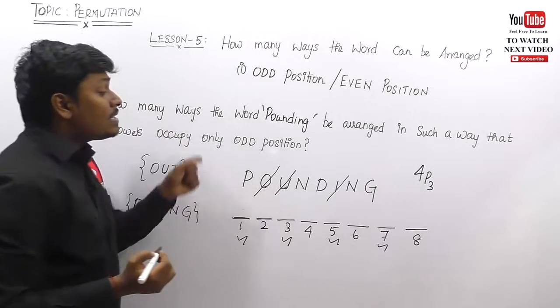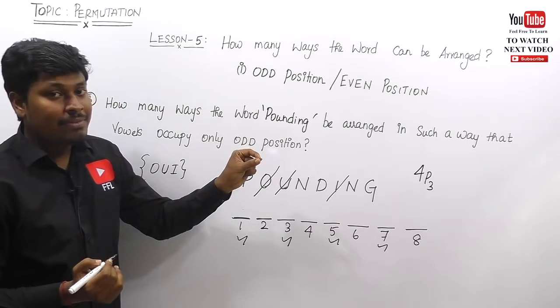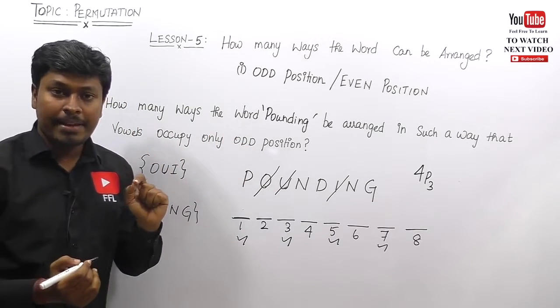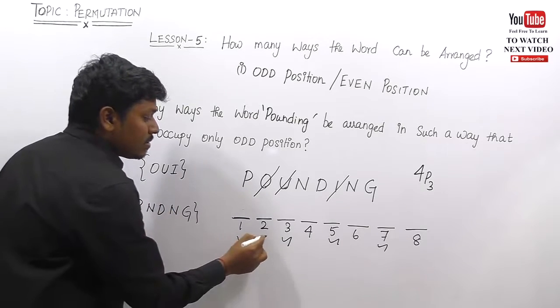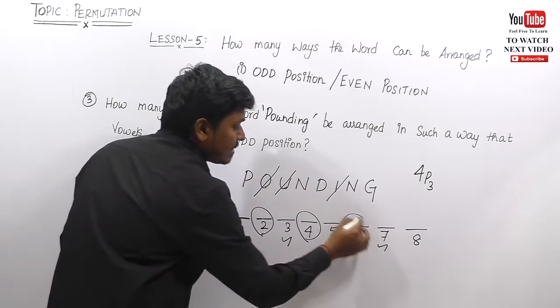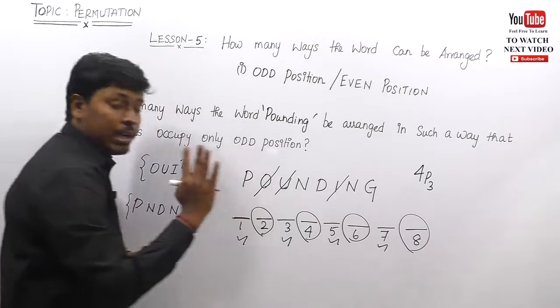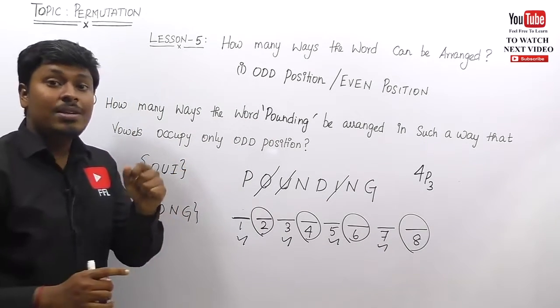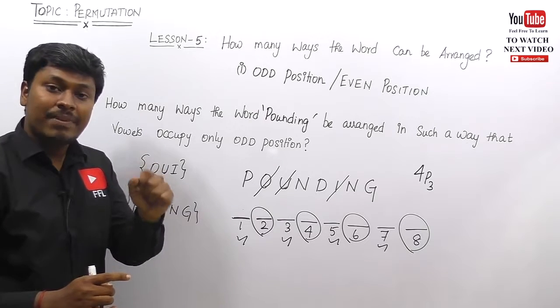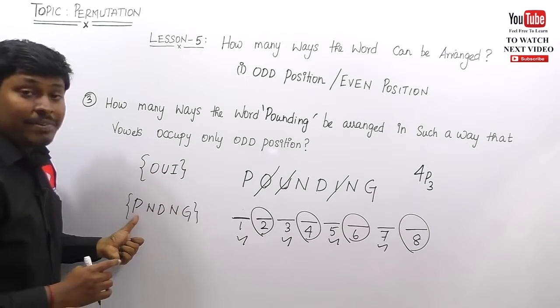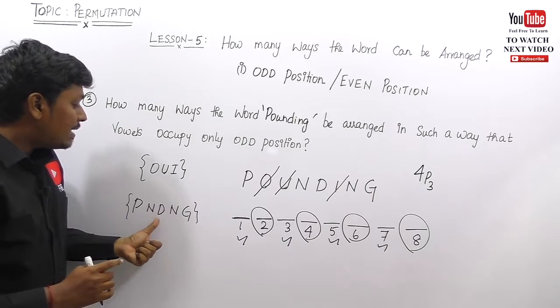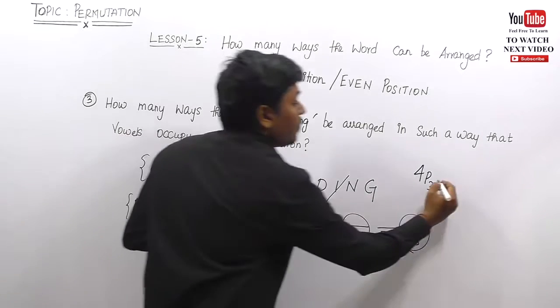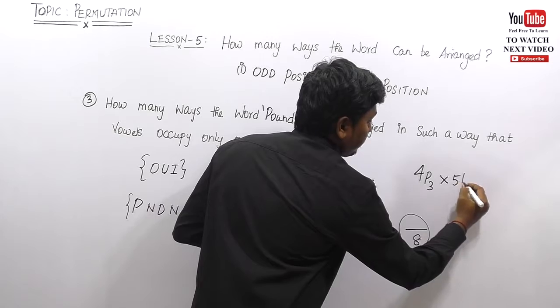So friends, if in these 4 places I place only 3 vowels, then definitely one place will be remaining, right? And see how many even places are there. So 2, 4, 6 and 8. So totally there are 4 even positions remaining. We already know that one odd position is remaining. So totally there are 5 places remaining. In these 5 places, we are going to place these 5 consonants, that is P, N, D, N, G. So the answer is 4P3 into 5 factorial.